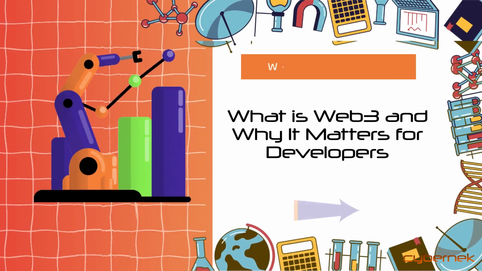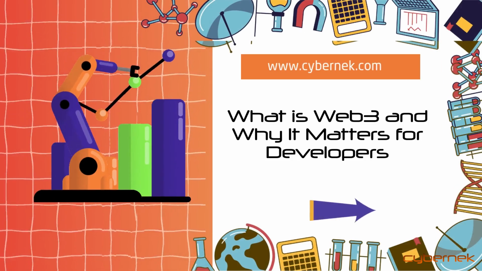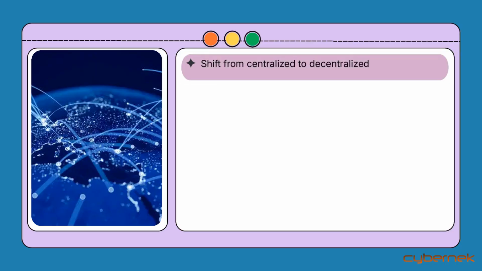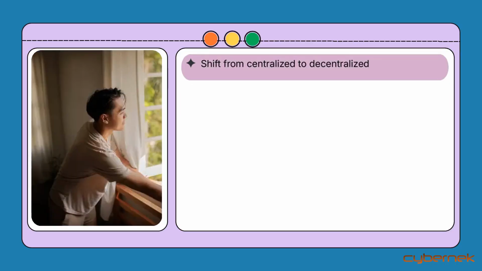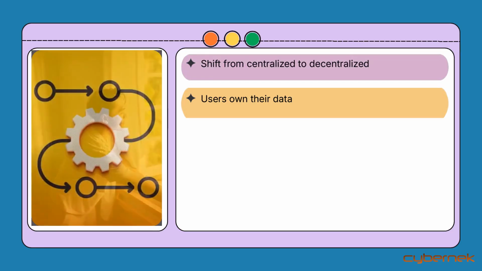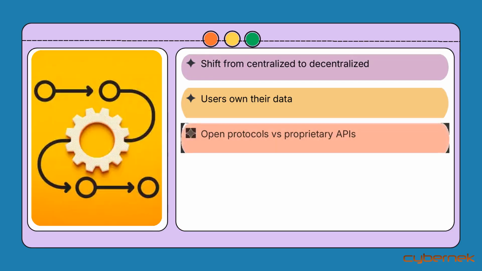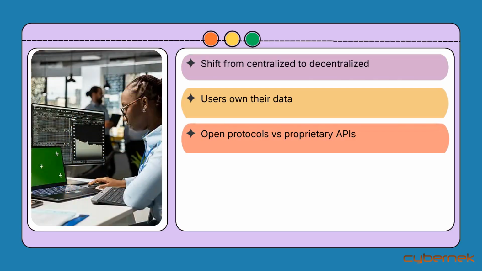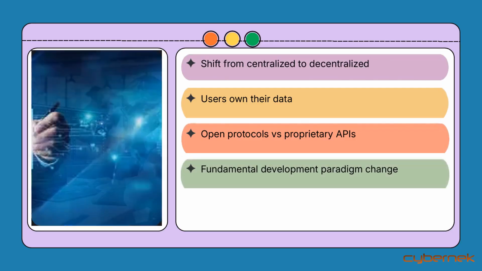What is Web3 and why it matters for developers? Web3 development represents a fundamental shift from centralized platforms to decentralized networks, where users own their data and developers build on open protocols instead of proprietary APIs that can change overnight.